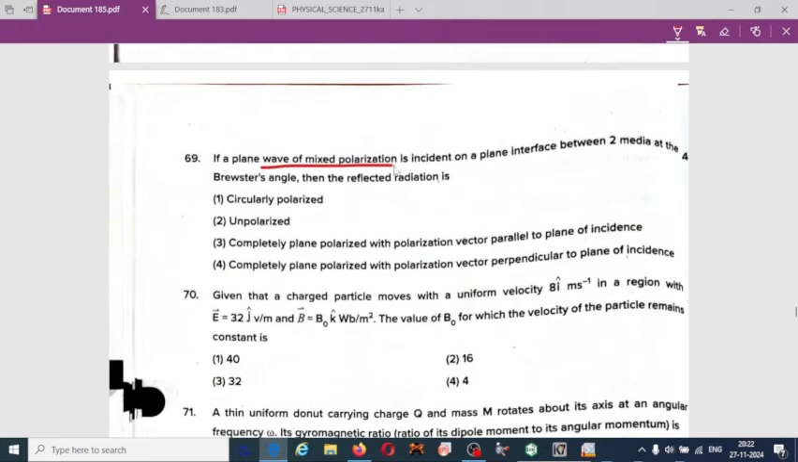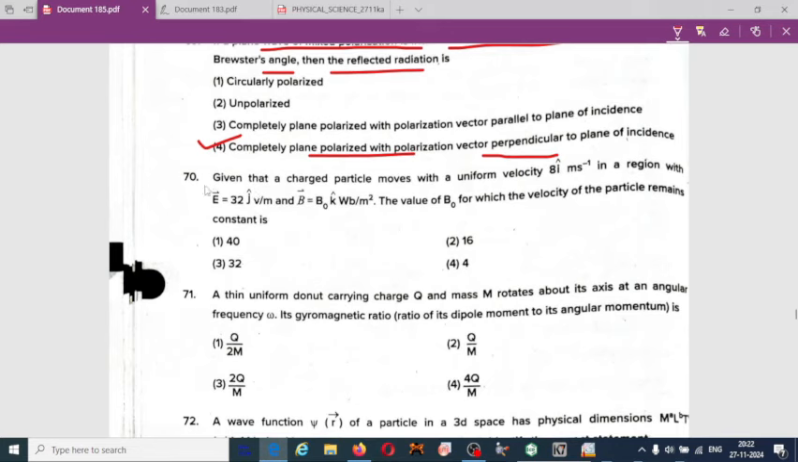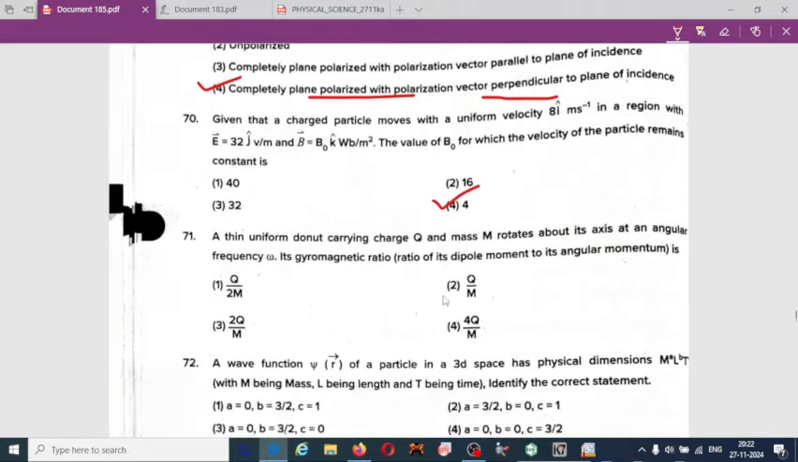If a plane wave of mixed polarization is incident on a plane interface between two media at the Brewster angle, then the reflected radiation is completely plane polarized with polarization vector perpendicular to the plane of incidence. 70, you can just read out the question. The 4th option is correct.